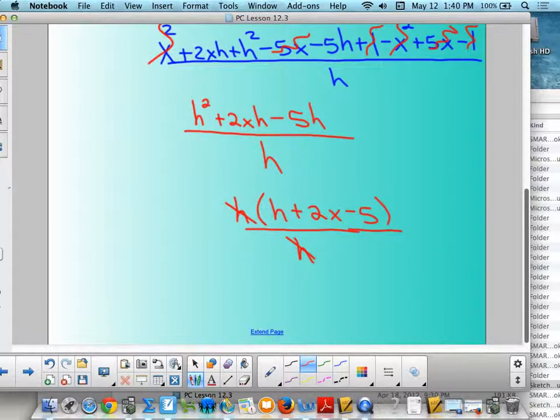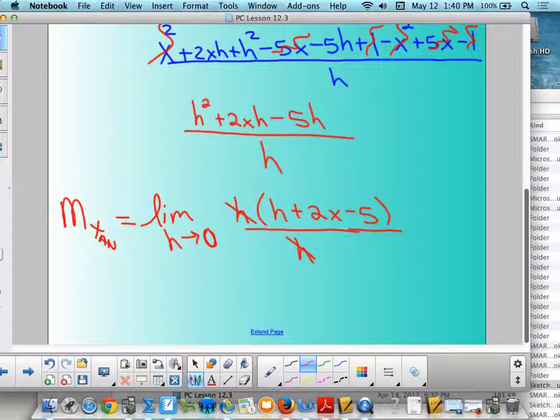Now you have to remember what you were doing. You probably forgot what you were doing the whole time. You are trying to find the slope of any tangent line. The slope of any tangent line will equal the limit as h approaches 0 of that.